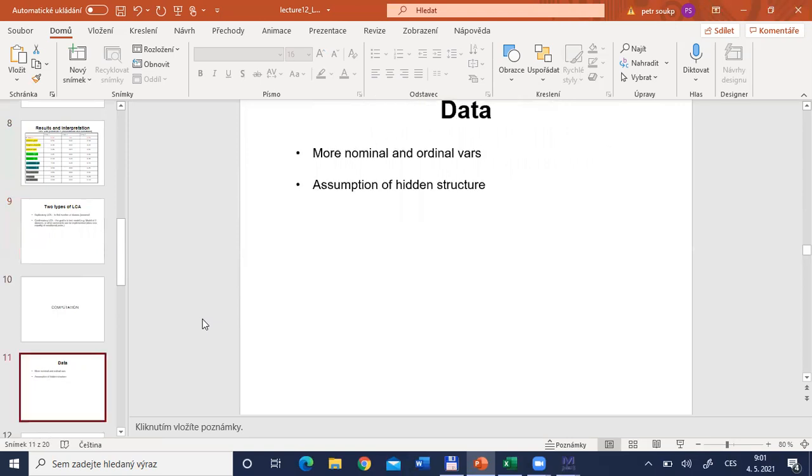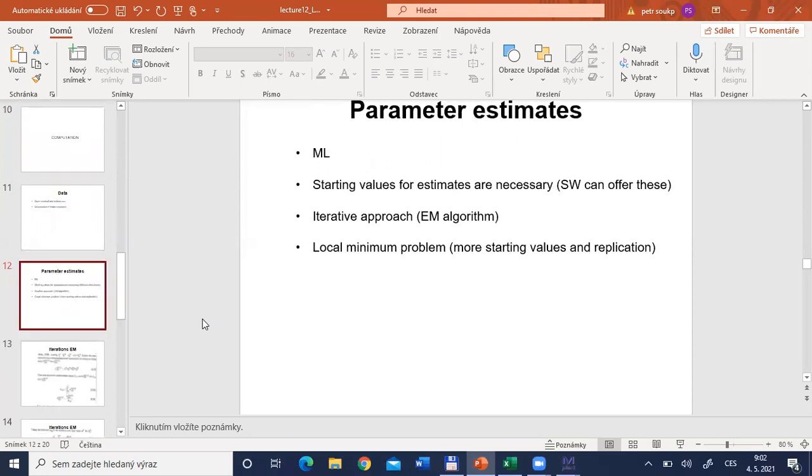Now I would go quickly through the computational stuff. You expect that your data include more nominal and ordinal variables. For our example, we would get 6 variables, and you assume that these variables are related and there is some hidden structure behind the data. Now I would go very quickly through some technical detail. Estimation of LCA is usually performed by maximum likelihood. This is the same technique as we performed in logistic regression. Also, this is a quite classical technique for structural equation modeling.